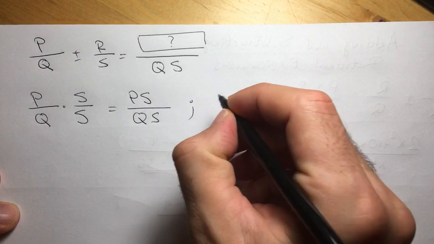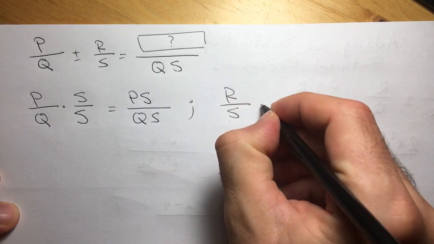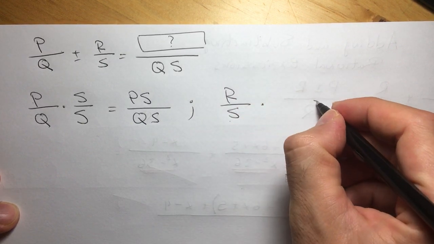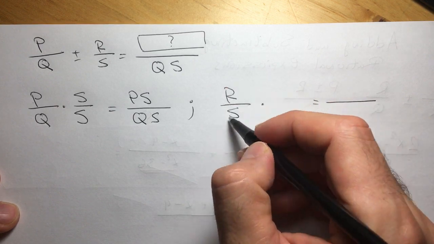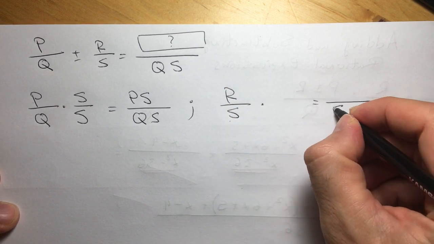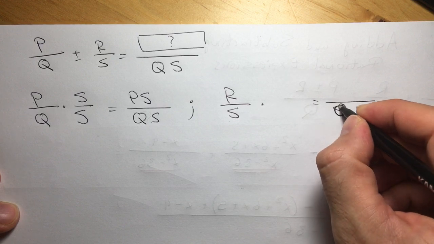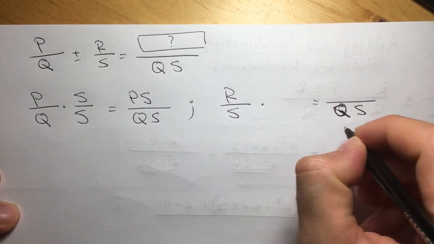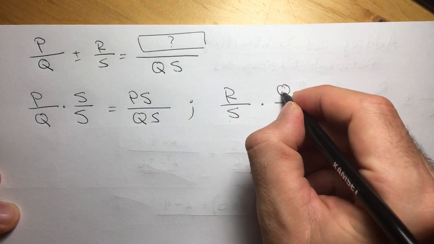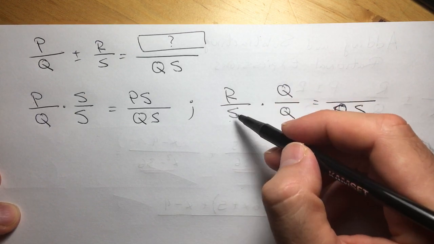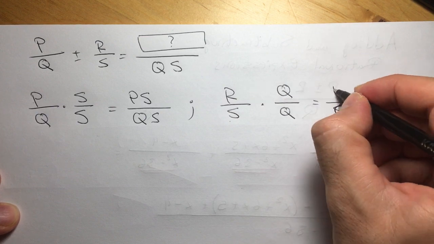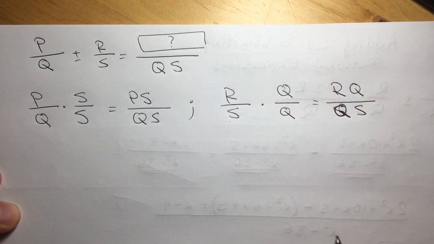Okay. Similarly, R over S: now I want to find the equivalent expression to R over S, but having denominator QS. So I'm going to multiply it by Q over Q. I'm not changing the value of R over S because I'm multiplying by 1, so this is RQ.